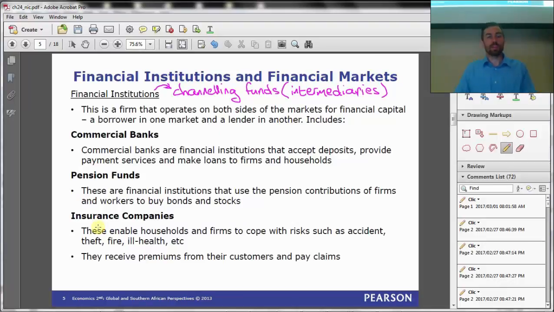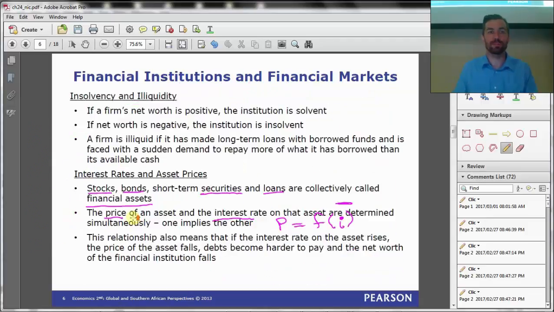What are the kind of intermediaries that we use? Banks, any kind of mutual fund that pulls together everyone's risks, like a pension fund or an insurance company. We spoke briefly about the difference between insolvency and illiquidity and the relationship between interest rates and the price of assets. And the price of financial assets is generally inversely related, so the negative relationship, to the interest rate. Price of an asset is inversely related to the interest rate.